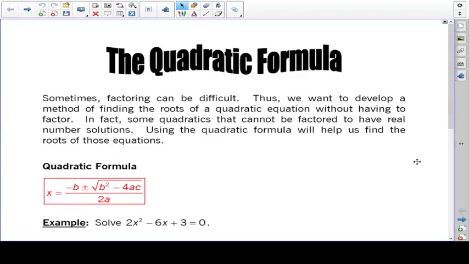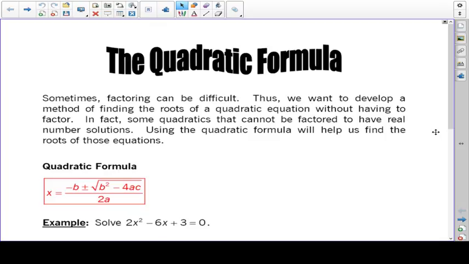Today we are going to look at the quadratic formula. The quadratic formula basically does this. If we have a quadratic equation that we are trying to solve or to factor, which we've spent much of the last week looking at, we can run into a couple different scenarios.